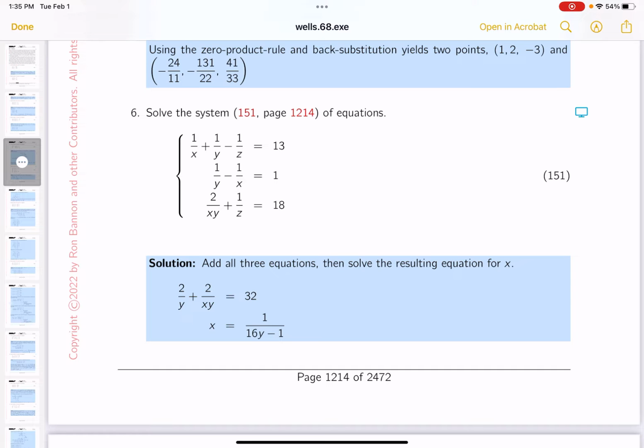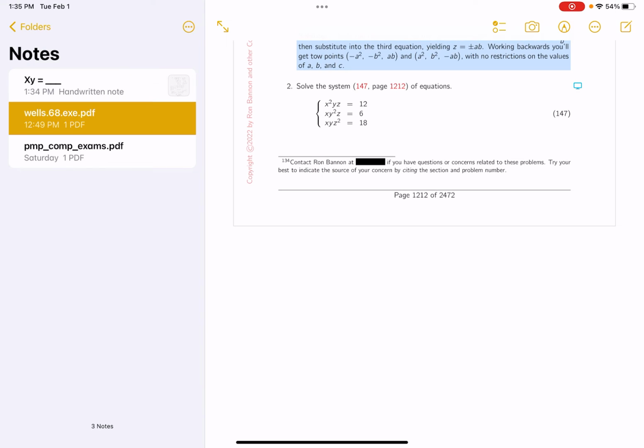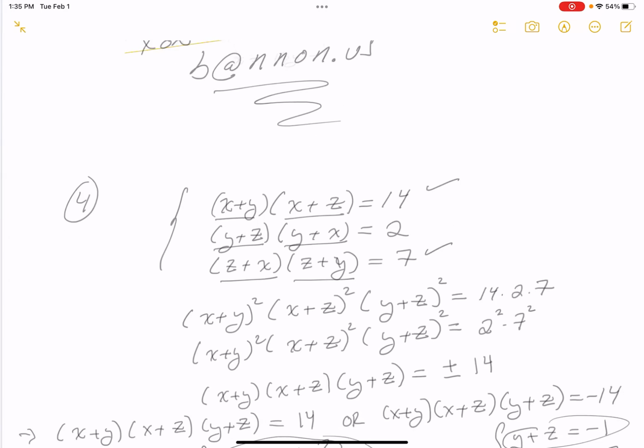Some students do need to see me work through the problem at the whiteboard, and that's what I'm going to do now. All right. So I'm going to go to my whiteboard and blow this up a little bit, and we're doing problem number 6 in exercise 68. So I'm going to write the system down for you.